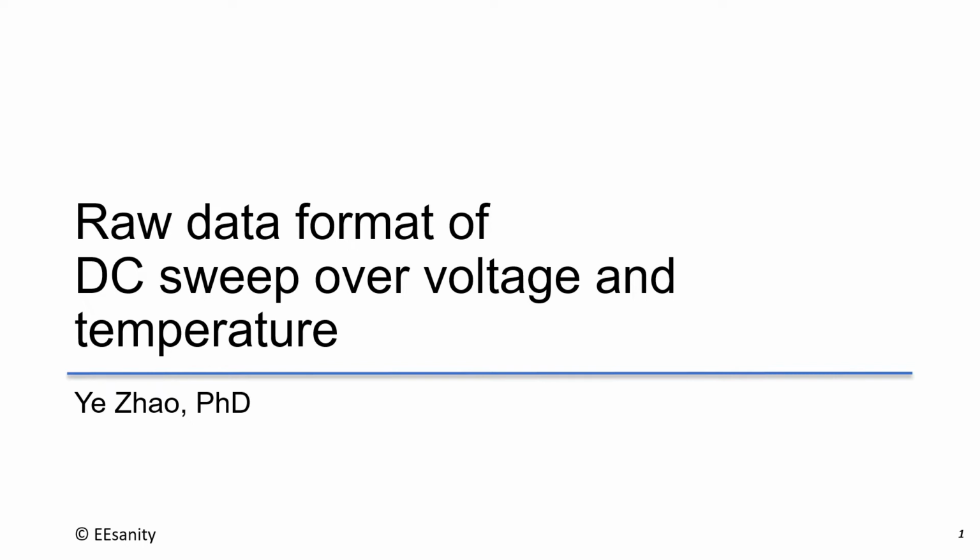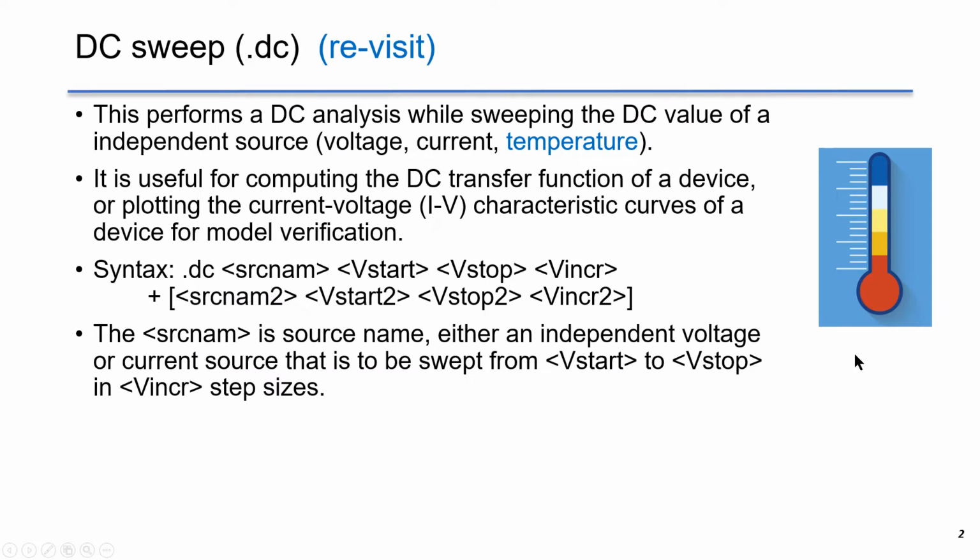In this lecture, I will be discussing the raw data format of DC sweep over two variables, including voltage source and temperature. In the last lecture, we studied the data format of DC sweep over a voltage source and how to import the data into Python IDE. Today, I will show you how to DC sweep over two sources at the same time, both voltage and temperature.